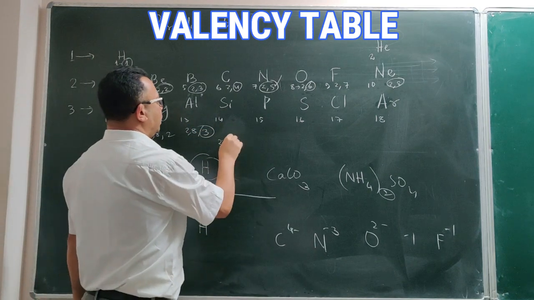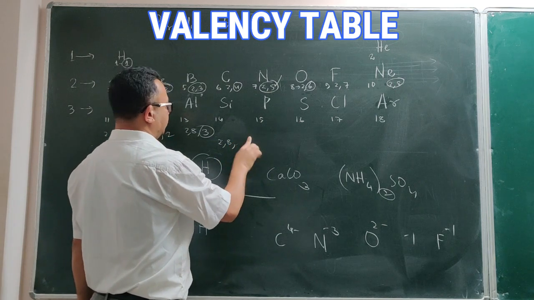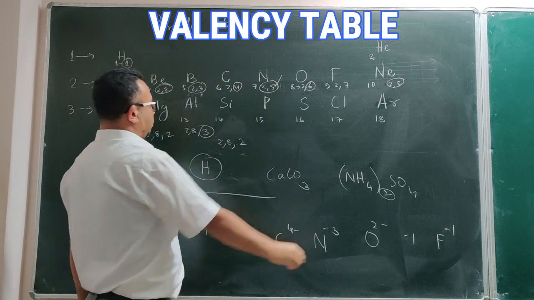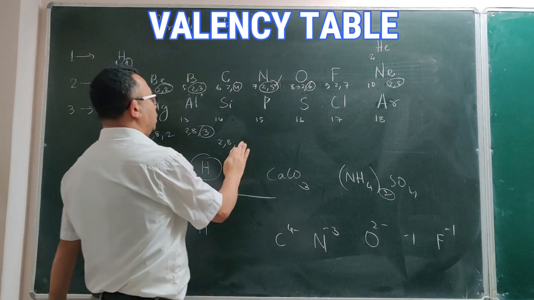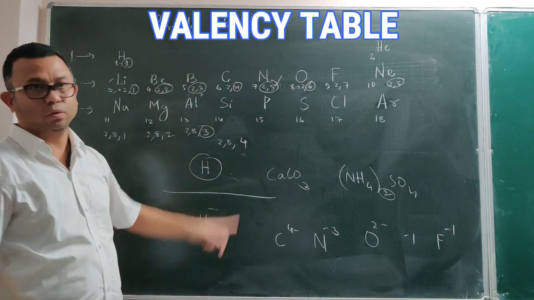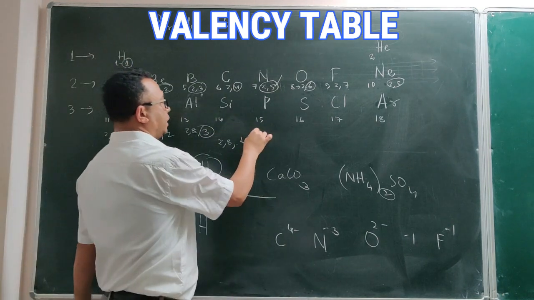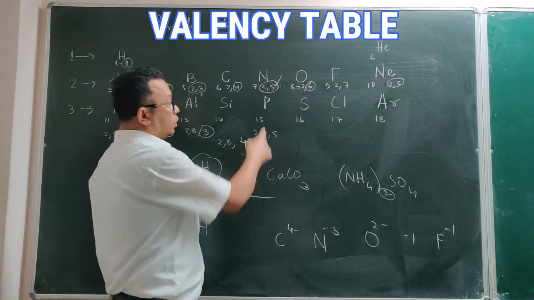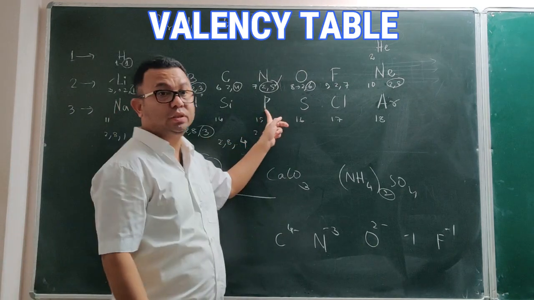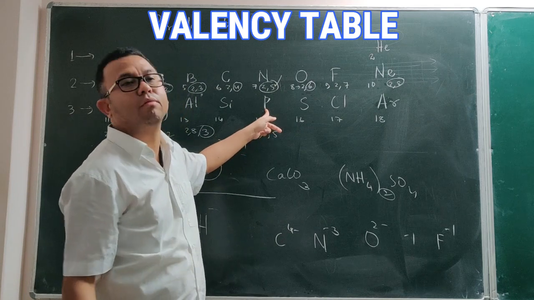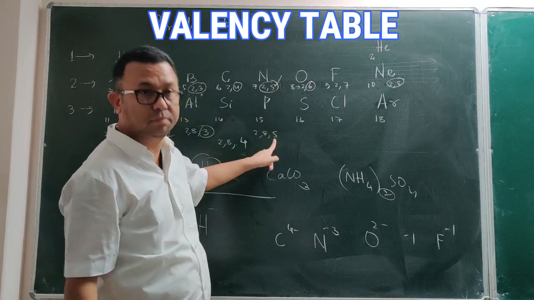Silicon is 2, 8 and 4. So outermost shell is 4, silicon 4. Phosphorus has 2, 8, 5. Phosphorus you will not see in the valency table as phosphorus, you will see it in the form of phosphide. Phosphide, valency 3, minus 3.